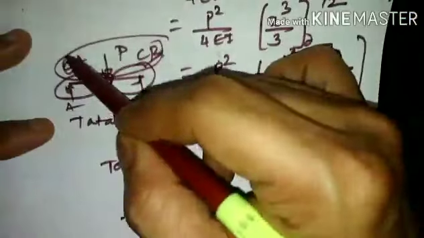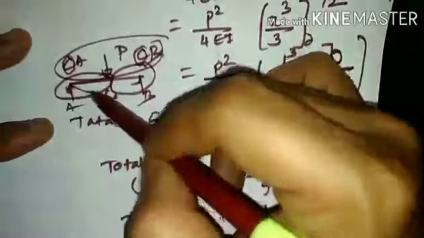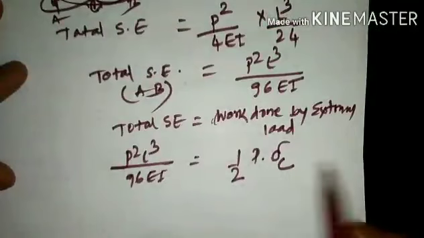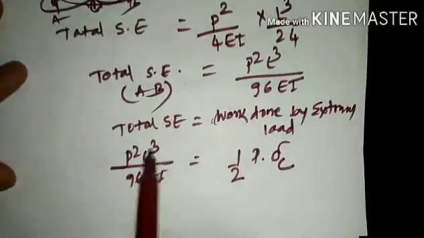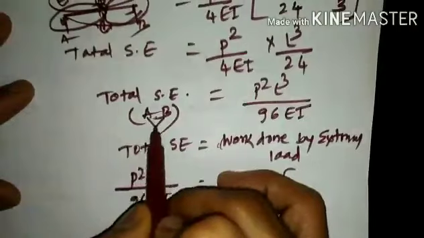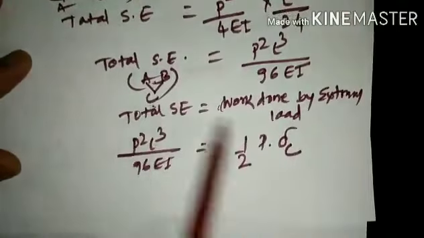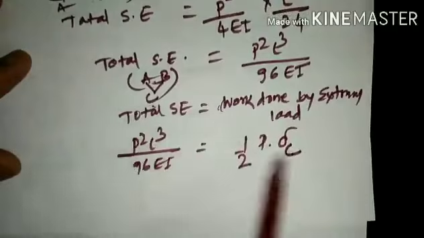When I mention C common here and C common here, that indicates deflection has been calculated at point C. So this deflection will be called as point C, because this total strain energy is computed from A to C and B to C. The C is the common point. For that reason, deflection will be calculated at point C.